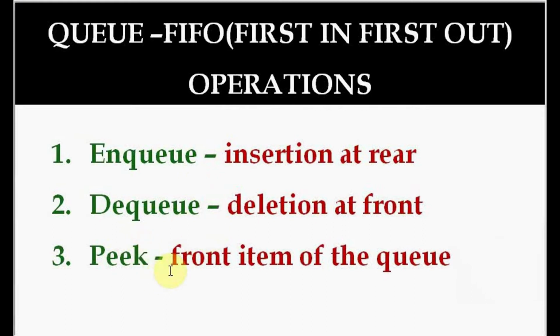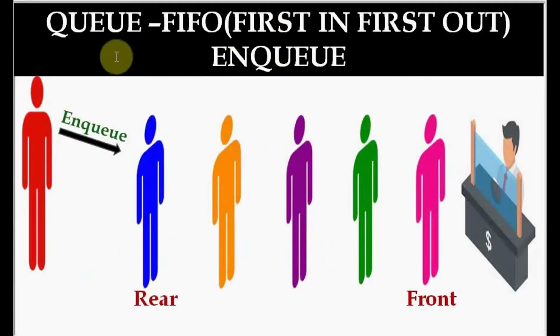And peek means we are just returning the front element of the queue. If we just want to know which element is present at the front, we can use this peek operation. This is about enqueue operation.